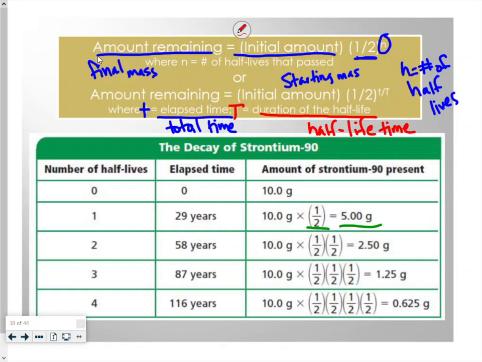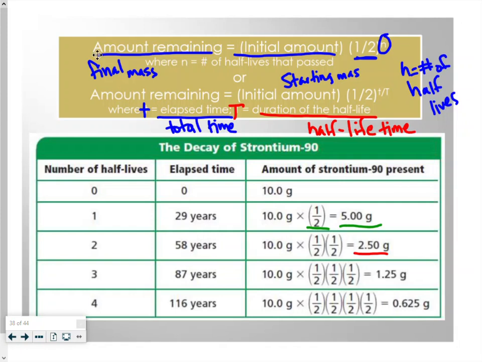2 half-lives have passed, which is a total of 58 years. Now we have to multiply the 10 grams by 1/2 times 1/2 to get this. Or you could divide the 10 grams by 2 and then divide it again by 2, whichever way you like to approach it. As you can see, the table method can continue on, so you would know how many grams at any particular half-life. If you just keep listing it out, that will give you those values.